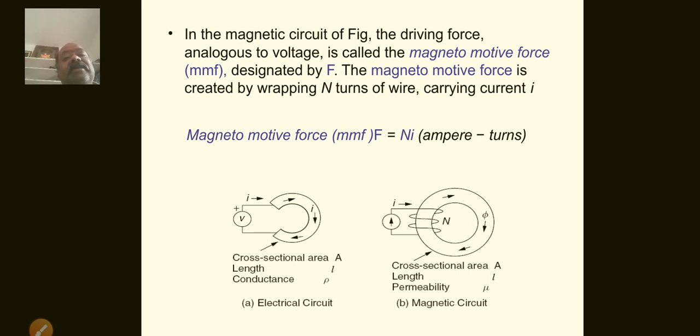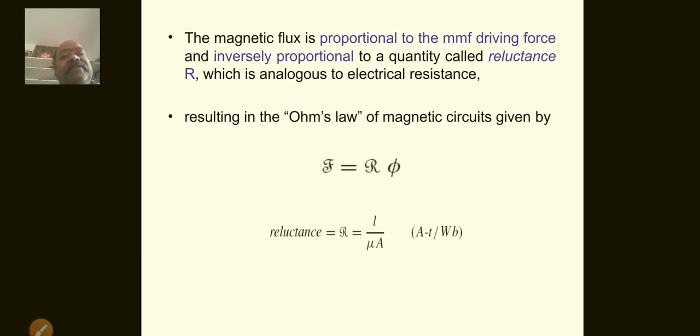This is the electric circuit, and this is the magnetic circuit, with cross sectional area indicated by A, length L, and conductivity rho here. In the analogous magnetic circuit, we have cross sectional area A, length L and permeability mu. The basic thing is that the magnetic flux is proportional to the MMF driving force and inversely proportional to a quantity called the reluctance, which is analogous to the electrical resistance.